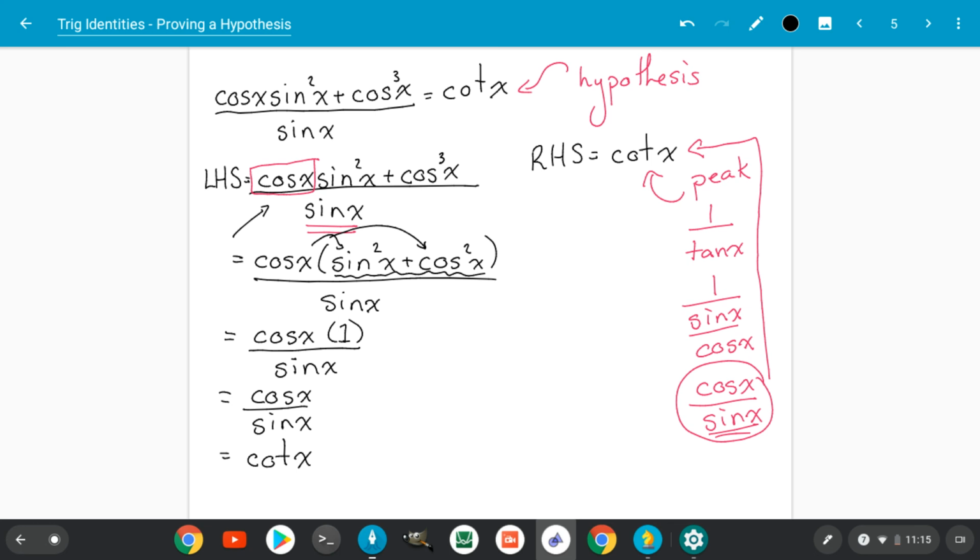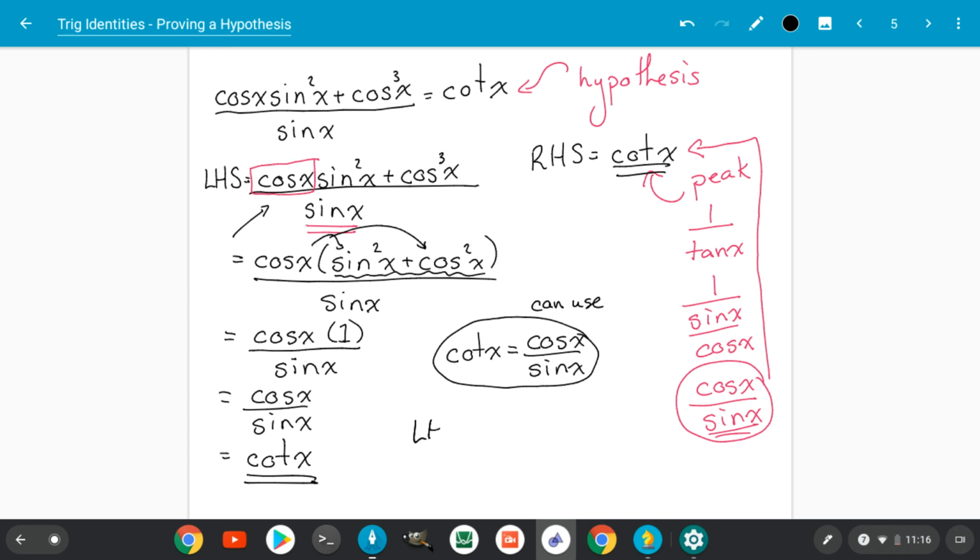So if I feel comfortable doing that, then we should have this be an identity that we know too. That cotangent is equal to cos x over sine x. Okay, so this is something you can use because it's not that big a leap. Okay, so now when we look at it, we've clearly shown that the left-hand side is cotan x and the right-hand side is cotan x. So that means that the left-hand side is equal to the right-hand side, QED.